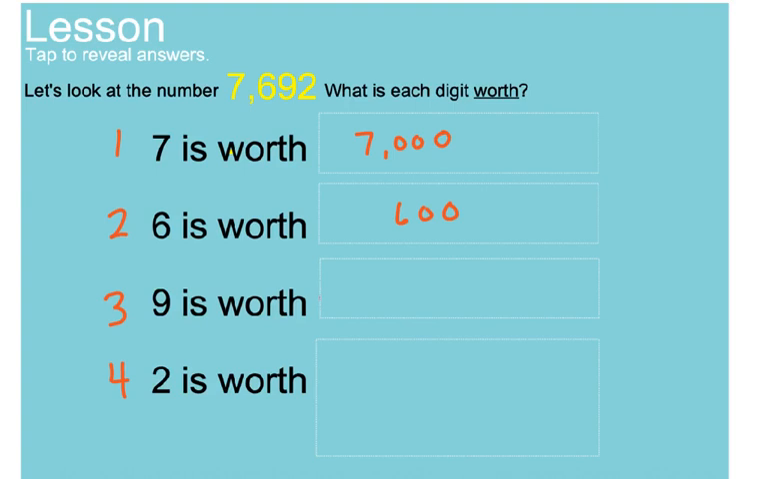9, listen again, 7,692. What is the value of the 9? Write it. And lastly, what is the value of the 2? Write it.